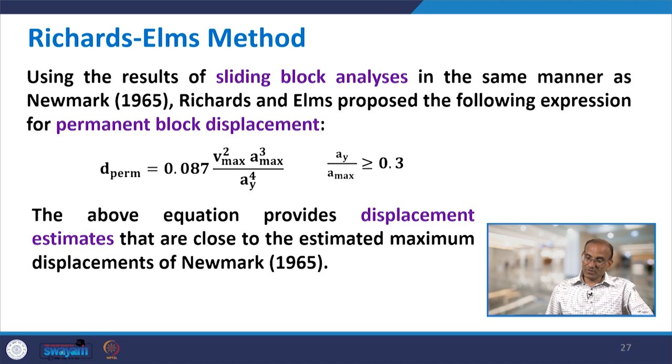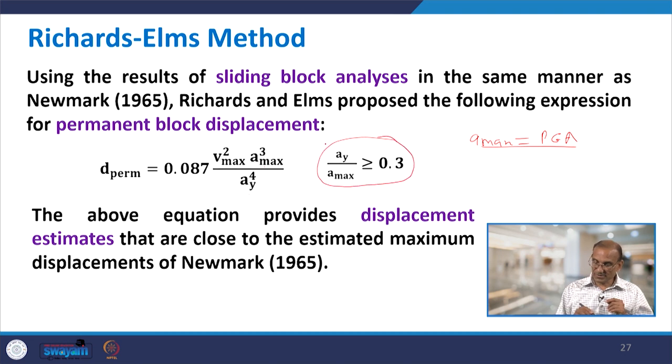Using the results of sliding block analysis in the same manner as Newmark 1965, Richards and Elms proposed the following expression for permanent block displacement, where permanent displacement is given by 0.087 Vmax squared Amax cubed divided by AY to the power 4. So in this expression, what is Vmax? Maximum wave velocity. What is Amax? The maximum acceleration due to the earthquake, which is the peak ground acceleration. Amax can be compared with PGA. And AY is the yield acceleration. And this equation will be applicable when the ratio of AY by Amax is greater than or equal to 0.3.